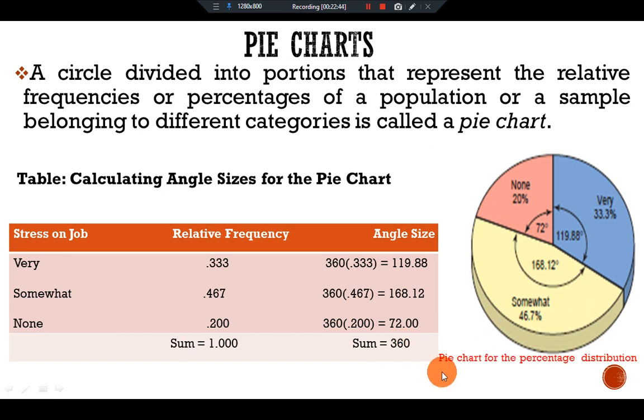So our pie chart for the percentage distribution gives us the information of the qualitative data set for a particular variable or for different categories as well. So this is all about organizing and graphing of qualitative data.